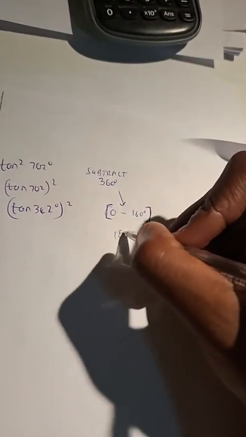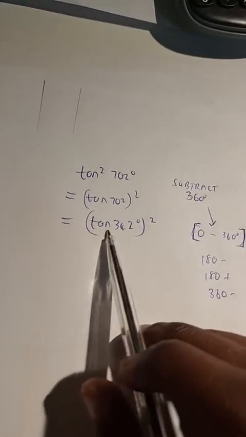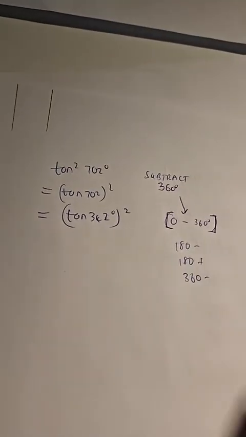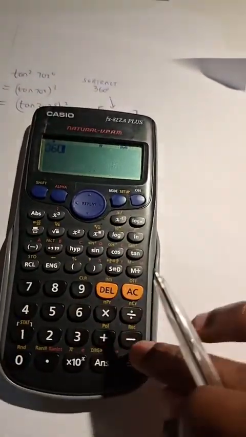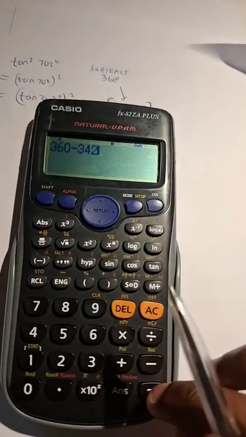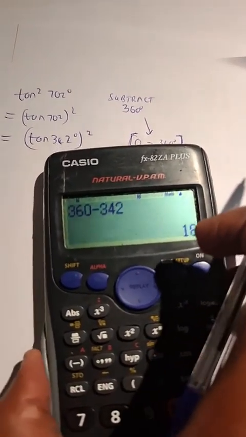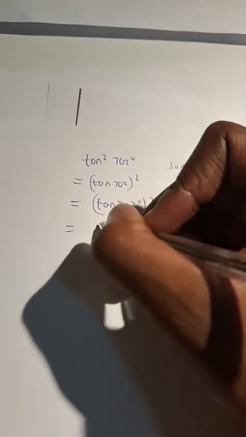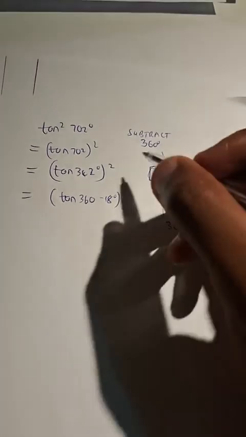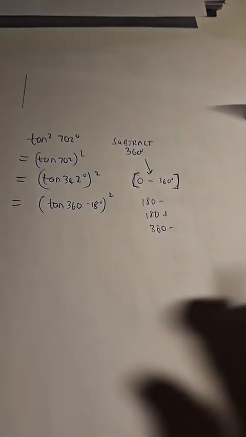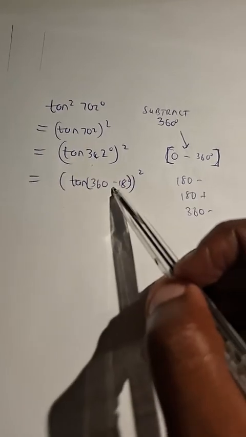Our function values are 180 minus, 180 plus, and 360 minus. Now that we have 342, what function value can work here? I check very quickly what 360 minus 342 is, because I could use the function value 360 minus. 360 minus 342 is 18. So I'm going to reduce 342 to 360 minus 18 degrees. That's how I'm going to reduce 342 to its acute angle.